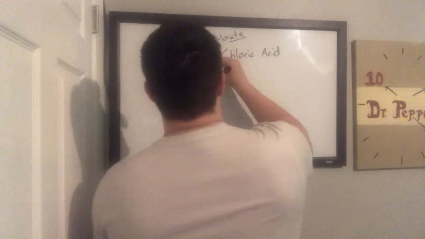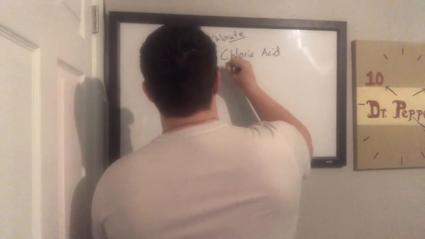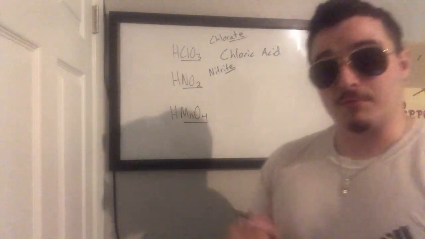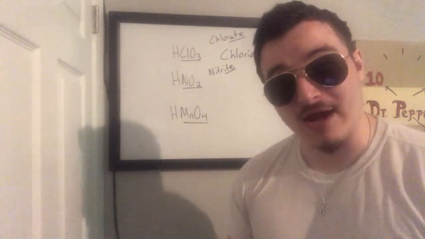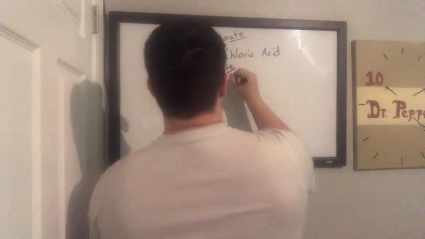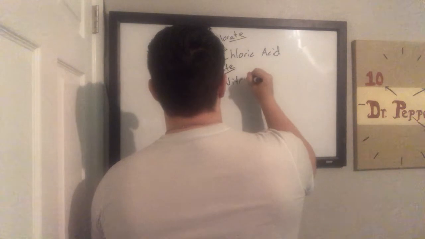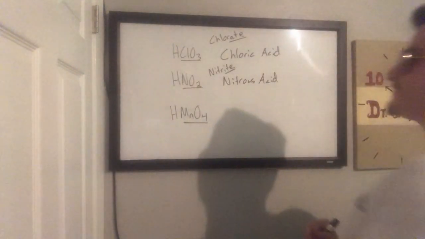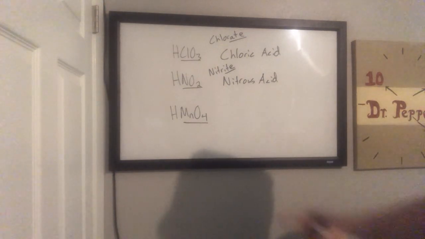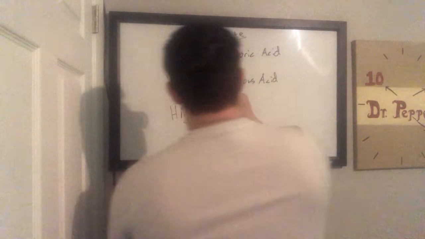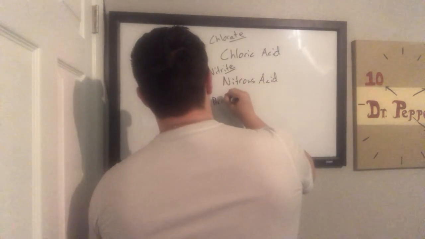NO2, its polyatomic ion is nitrite, which ends in -ite. Remember the mnemonic device: I drank Sprite because it was delicious. So -ite to -us. So it becomes nitrous acid, like so. And then the last one, MnO4, its gang name is permanganate.